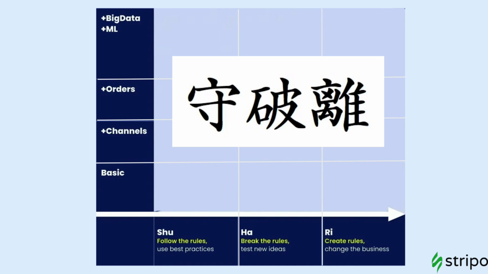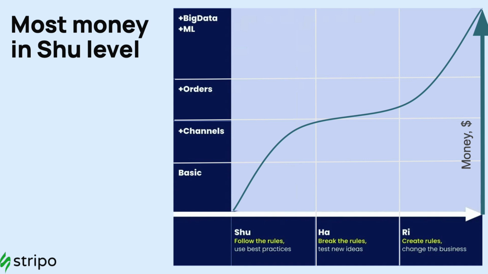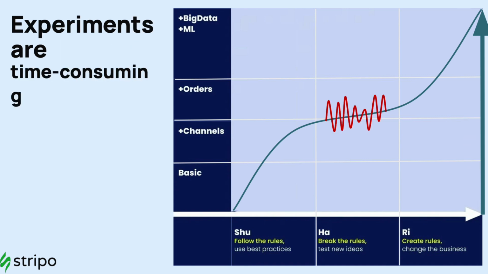And how can we implement this in our map? First thing, we have to realize where the money is. Most money we can have from the Shu level, when you just implement best practices. And at a high level, you do experiments. And usually experiments don't give you very big value. Sometimes it's even worse, sometimes it just performs worse because of your experiment.